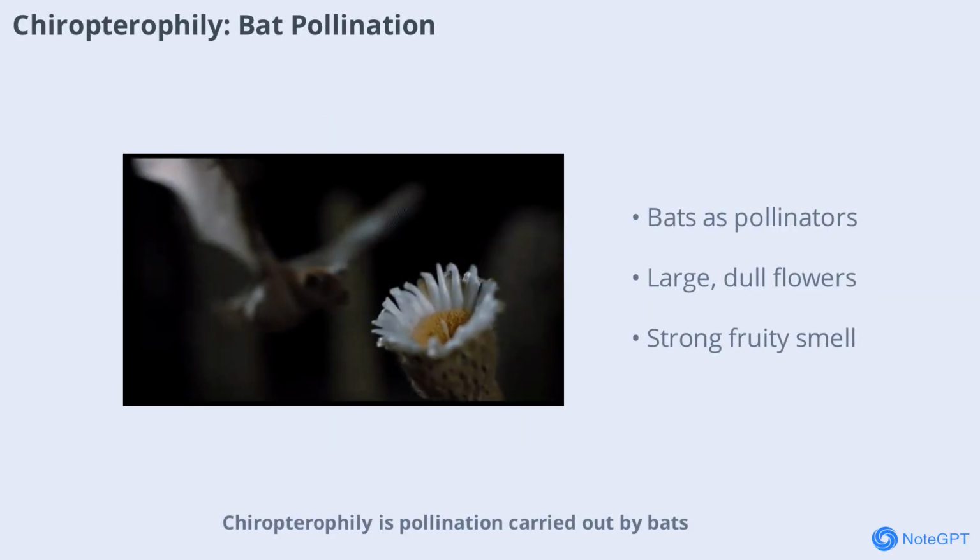Chiropterophily is pollination carried out by bats, which can transfer pollen over long distances. Flowers pollinated by bats are usually dull in color, large and stout, producing abundant nectar and a strong fruity smell. This adaptation ensures that bats, which are active at night, can easily locate and pollinate these flowers. Examples include Agave and Adansonia. Bat pollination plays a vital role in certain ecosystems, especially in tropical regions.